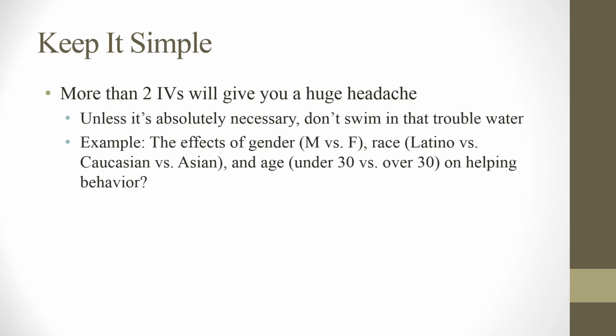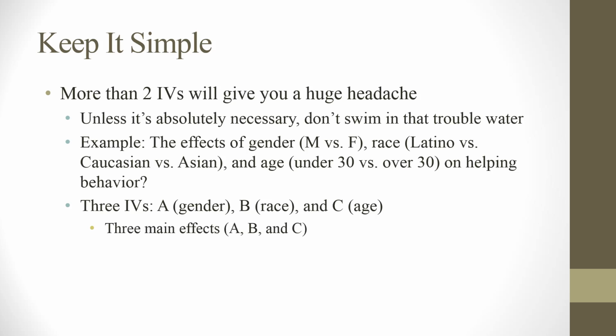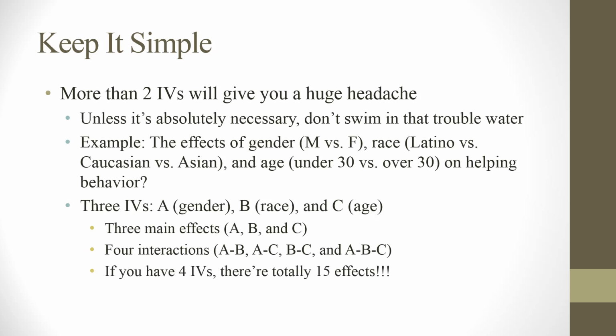So for example, if you want to investigate the effects of gender, race, and age on helping behavior, now you have three IVs, right? Gender, race, age. You are going to have three main effects to investigate and four interactions: AB, AC, BC, and ABC. And if you have four IVs, there will be in total 15 effects.